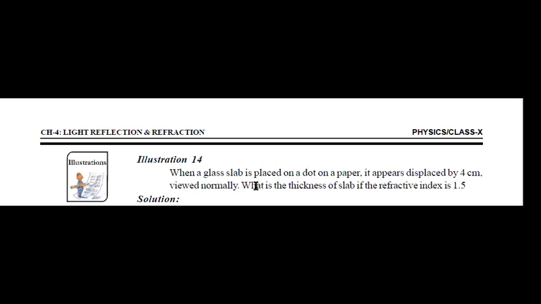Okay, now let's think about it. Yes, Kushagra, correct. Now, when a glass slab is placed on a dot on a paper, it appears displaced by 4 centimeters. See, it is not the apparent height. It is displacement given. Yes or no? Think about it. It is delta R. Yes, Abhilash. Very good. Correct. That is the concept.